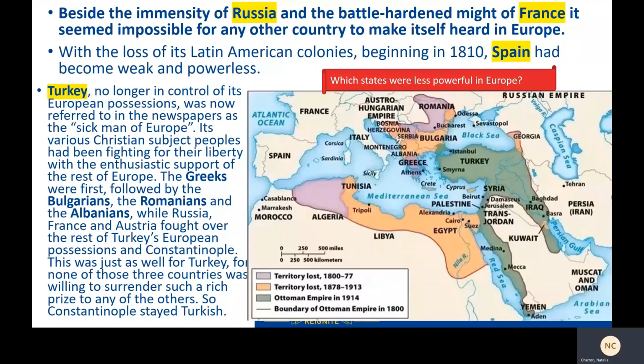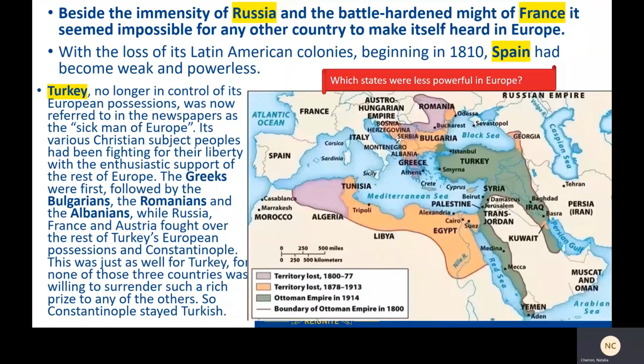Beside the immensity of Russia and the battle-hardened might of France, it seemed impossible for any other country to make itself heard in Europe. With the loss of its Latin American colonies, beginning in 1810, Spain had become weak and powerless. Turkey, no longer in control of its European possessions, was now referred to in the newspapers as the sick man of Europe. Its various Christian subject peoples had been fighting for their liberty with the enthusiastic support of the rest of Europe.